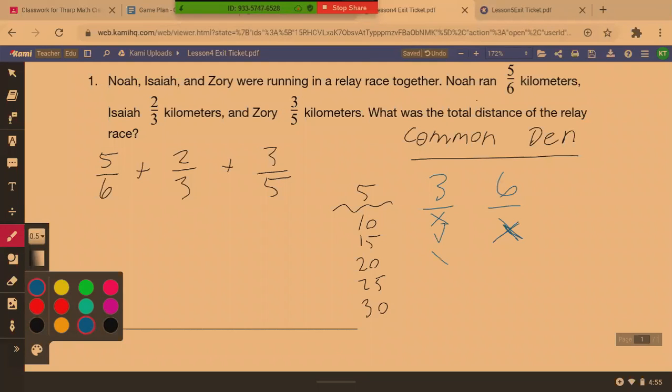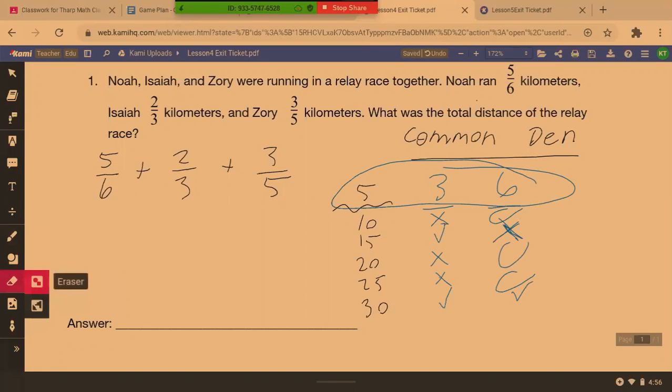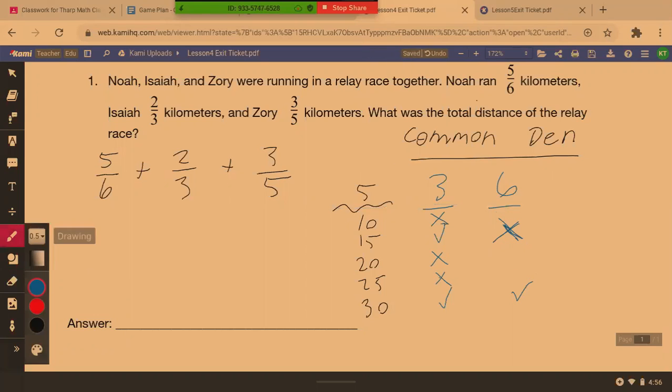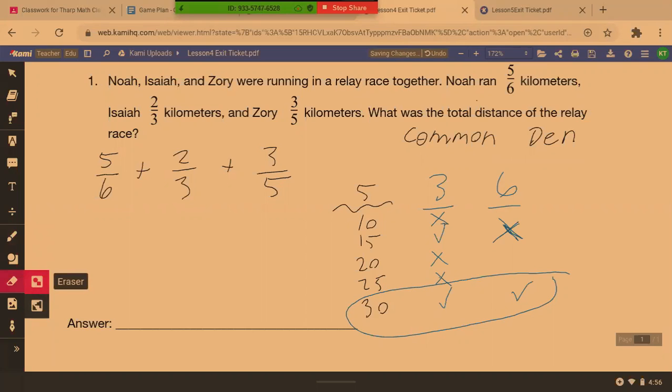Okay, can 3 go into 20? Nope. Can it go into 25? Nope. Can 3 go into 30? Yep. Okay, let's check 6. Can 6 go into 30? It can. The reason why I'm not checking if 6 can go into 10, 20, or 25 is because all 3 need to go into this product. So if 3 can't go into 10, it doesn't matter if 6 can or not. So we go for ones that all 3 can go into, and that is 30. 30 is going to be our common denominator because 5, 3, and 6 all go into 30.